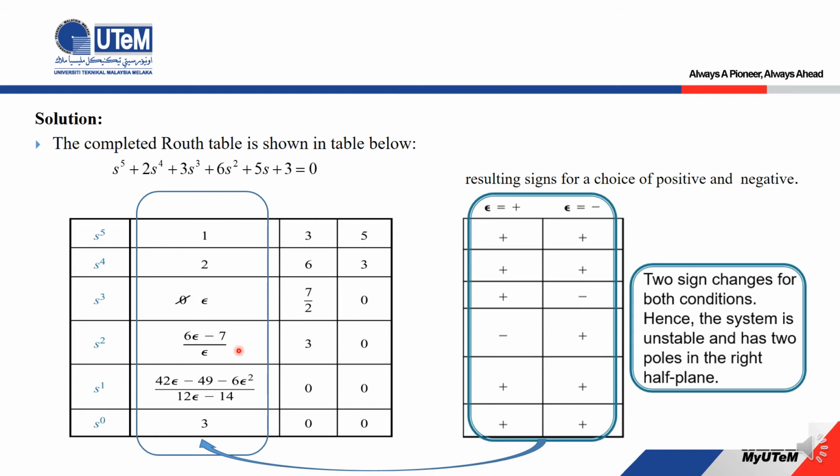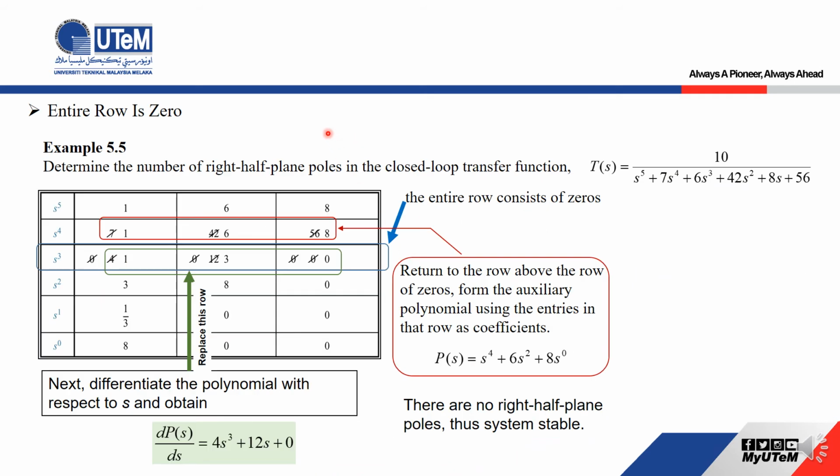So in that case, when we put epsilon as negative, we have two sign changes: from here to here and from here to here. From there, we confirm that for this system we have two poles located on the right half plane. So the system is unstable, because we have poles on the right half plane. Now let us look at another case.